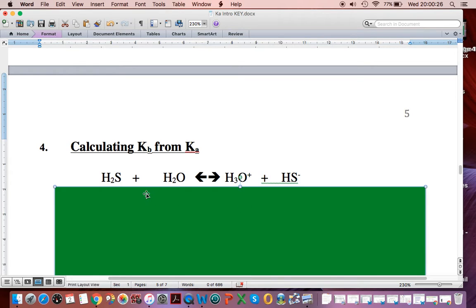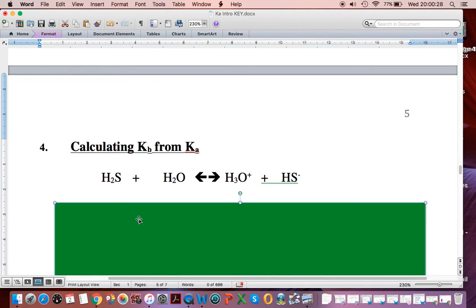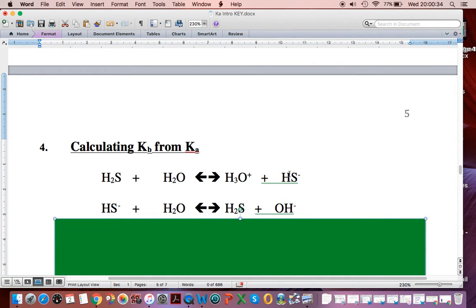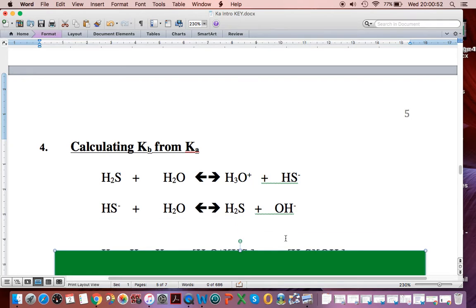So here we have an equilibrium, and it says H2S becomes H2O plus HS minus. But we can take this HS minus and react it with water. So here's a conjugate acid, here's a conjugate base. Now we pull the conjugate base this way. Conjugate base, it's going to take a proton from the water to make H2S, and it makes OH minus, given the basic characteristics.